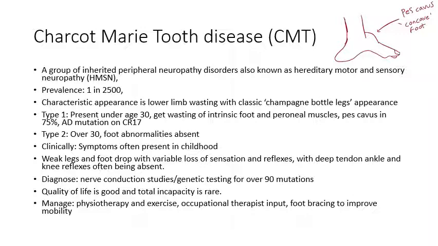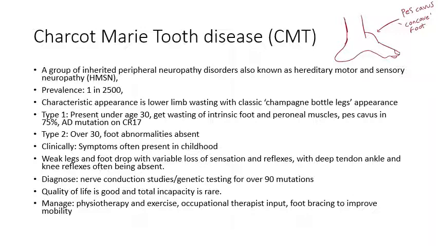Most conditions are autosomal dominant inheritance pattern, and essentially to take from it is that quality of life is good and total incapacity is rare, even if you have this condition. The main classical sign of CMT is in the top right hand corner here, and that is pes cavus, which describes this concave shaped foot abnormality that you'll see there, just completely deformed and not quite right.